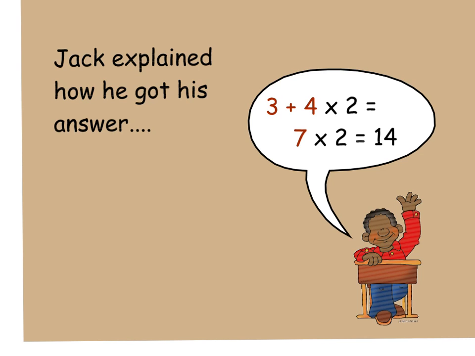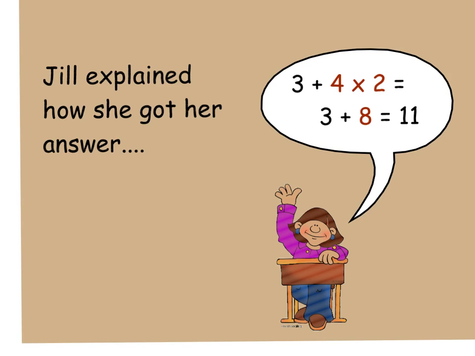Well, Jack explained himself. He showed his work. And what he did first was he did 3 plus 4 and he got 7, and then he multiplied by 2 and he got 14. Jill showed her work, and she did 4 times 2 first and got 8, and then she did 3 plus 8 is 11. So think about which one do you think is right.